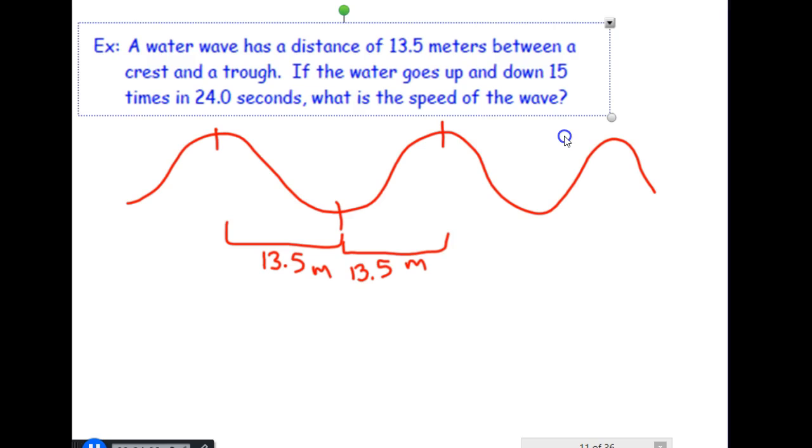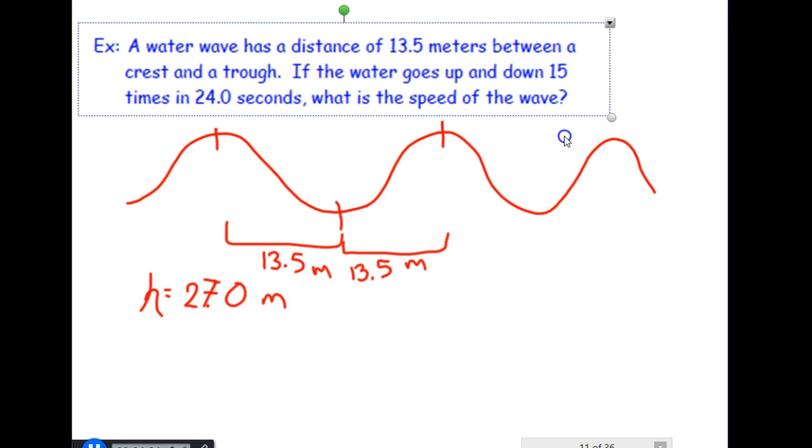Between one crest and another crest is the wavelength. So you just add up the 13.5 plus 13.5. Wavelength is 27.0 meters. You have to make sure that you keep track of your significant digits here.